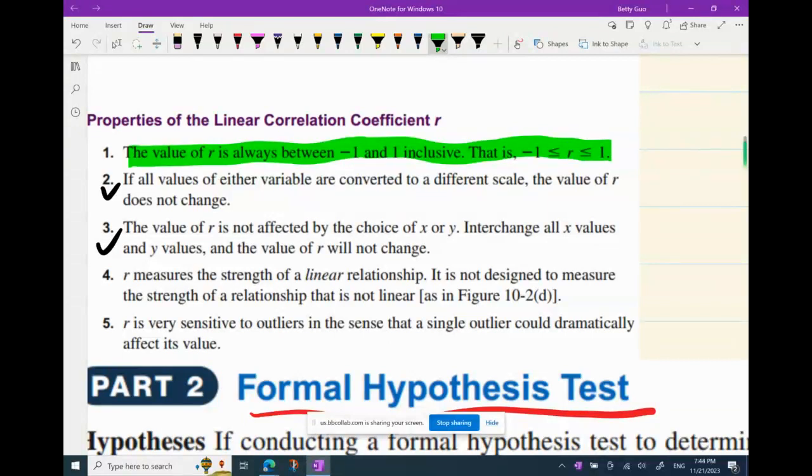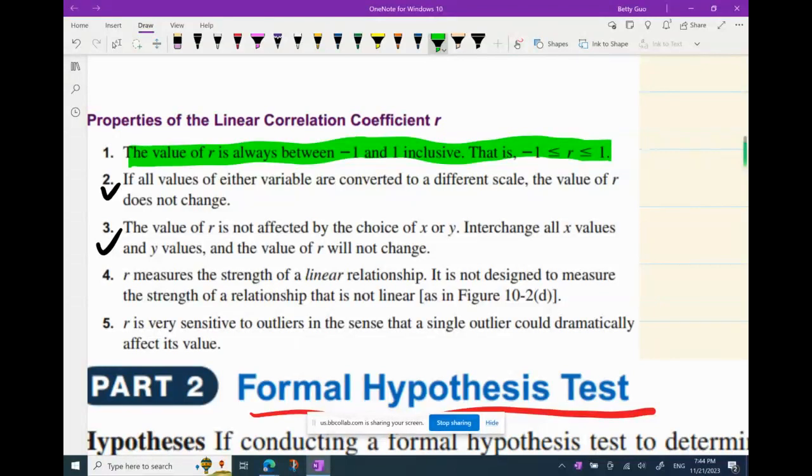When the value of R is very close to 0, it indicates there isn't a linear correlation between the two variables. When the value of R is very close to +1, it indicates a strong positive correlation relationship between the two variables. When the value of R is very close to -1, it indicates a strong negative correlation relationship between the two variables. So this is a very important property, the first one.